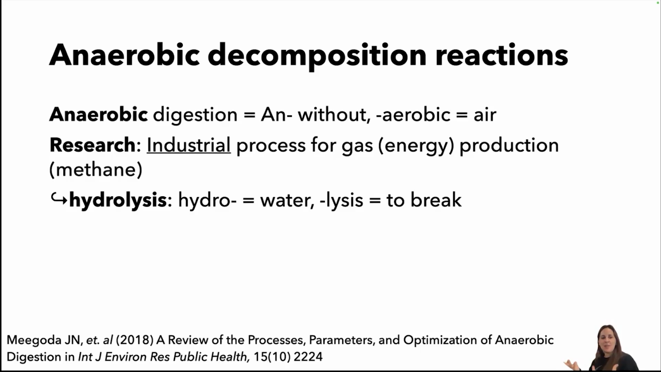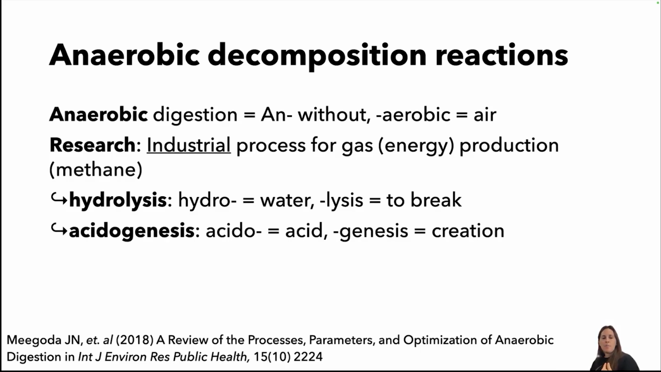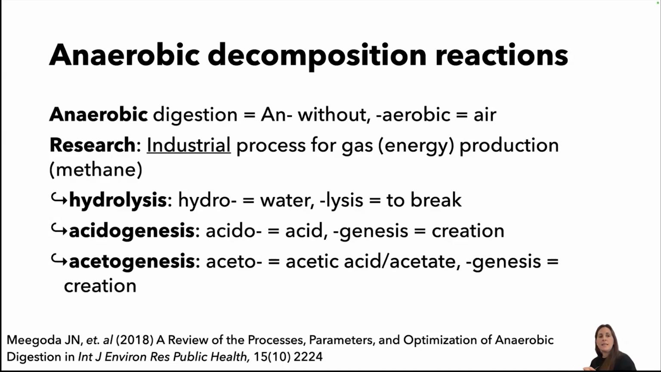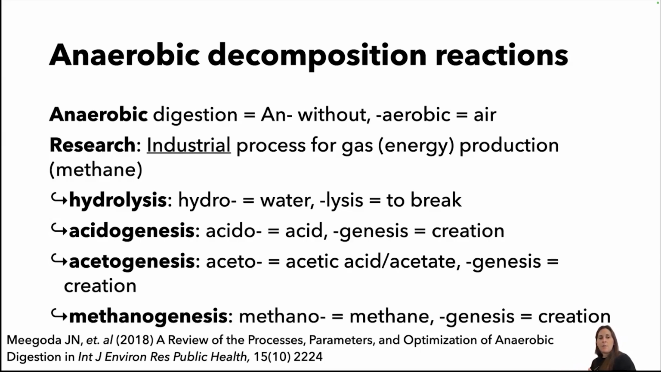The process starts with hydrolysis. Once again, hydro meaning water, lysis to break. Then another set of microbes are responsible for acidogenesis, acido meaning acid, genesis meaning creation. All of these food products, or whatever is being composted, is acidified, right? The next step is acetogenesis, aceto referring to acetic acid or acetate, and genesis being the creation. Our acidified product is then acetofied. And the final step would be the generation of methane, and that's through methanogenesis.